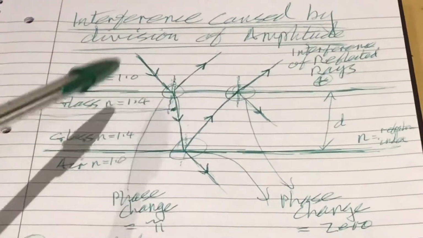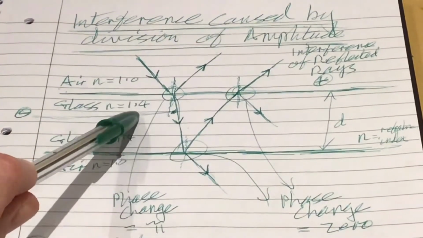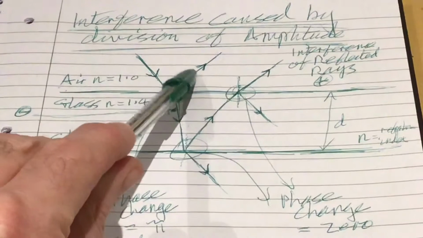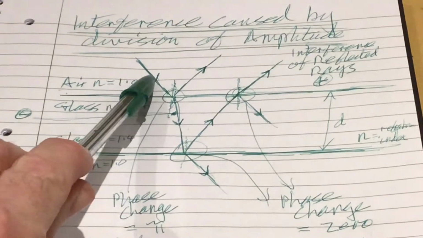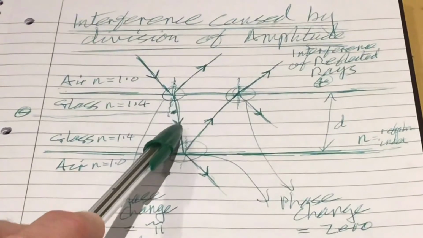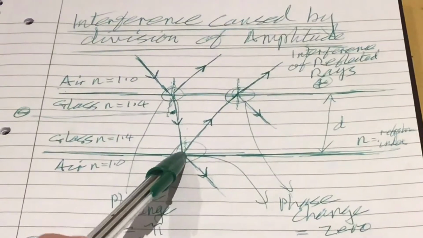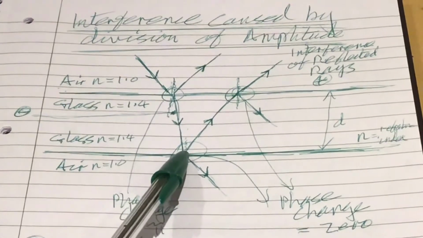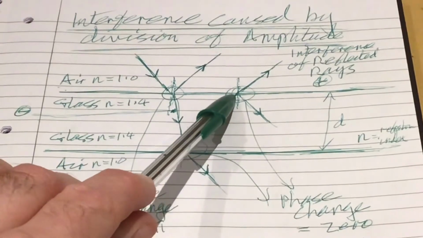Now the important points are where the phase changes happen, because here we're going from optically less dense to optically denser. So we're going to have a phase change of pi. This reflected ray of light, its phase will be pi radians out of phase with that incident ray of light. This ray of light that's transmitted in and through the glass, no phase change here, because we're going from optically more dense to optically less dense.